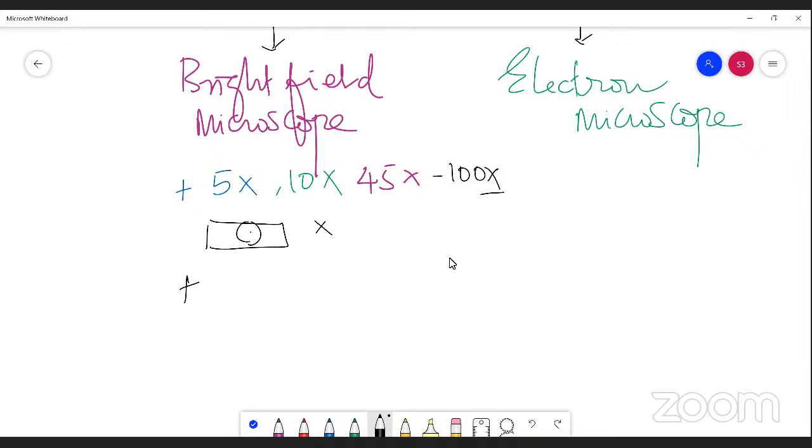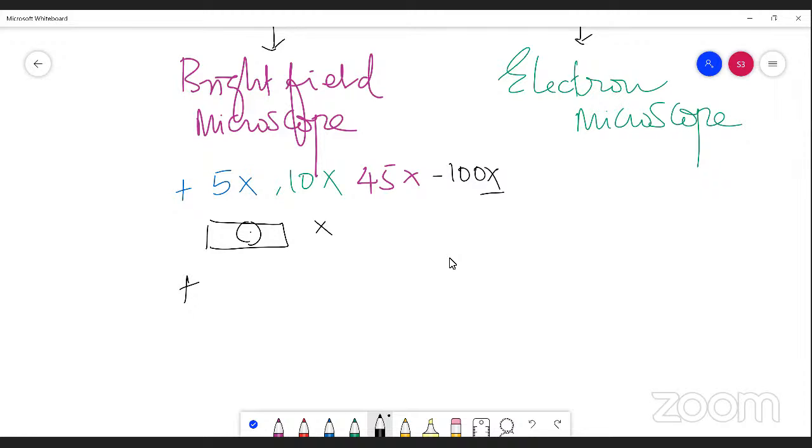Whereas the last lens system is a 100x lens. I'm talking about different types of lens system. It is a 100x lens. It is a kind of lens which can be used to increase 100 times its original size when we place any object under the microscope on a slide. So that is called 100x. So here, all the various types of lens system are fixed or rotated on the objective lens system. That is called a 5x, 10x, 45x and 100x.